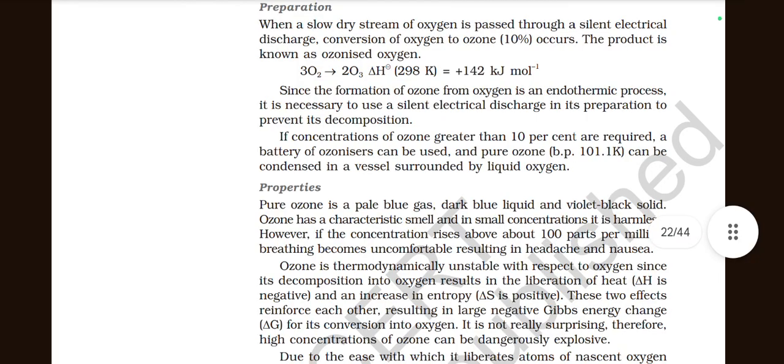Preparation. When a slow dry stream of oxygen is passed through a silent electrical discharge, the conversion of oxygen to ozone occurs. The product is known as ozonized oxygen. Since the formation of ozone from oxygen is an endothermic process, it is necessary to use a silent electrical discharge in its preparation to prevent its decomposition. If concentrations of ozone greater than 10% are required, a battery of ozonizers can be used and pure ozone can be condensed in a vessel surrounded by liquid nitrogen.